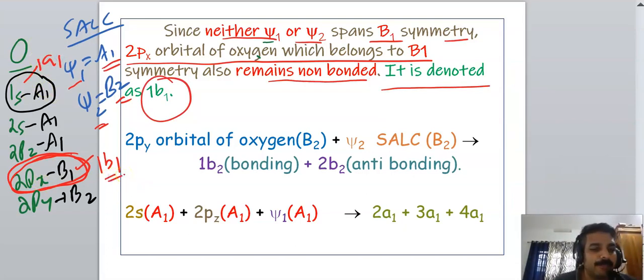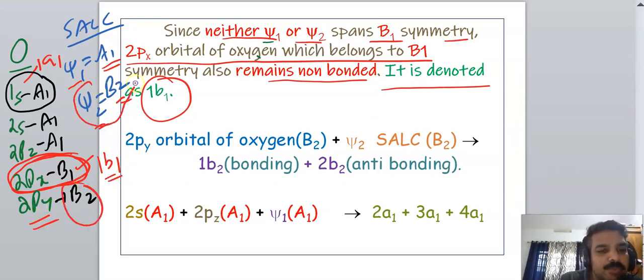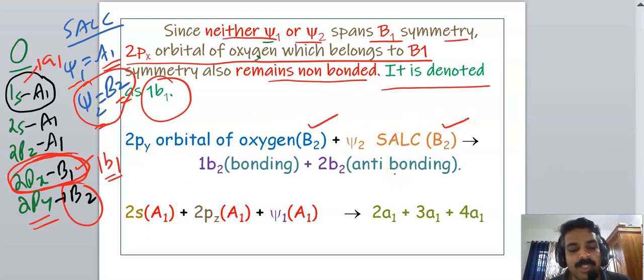Now which will combine? The 2py orbital of B2 symmetry combines with psi2 of B2 symmetry. The 2py orbital of oxygen and the SALC psi2, both B2 symmetry, combine to form two orbitals. You know that the number of molecular orbitals formed is equal to the number of atomic orbitals combining. That is the postulate of molecular orbital theory. So when two orbitals combine, we get two molecular orbitals. One is bonding, the other is anti-bonding. Bonding is lower energy, which you already know. Anti-bonding is higher energy. So they have B2 symmetry.